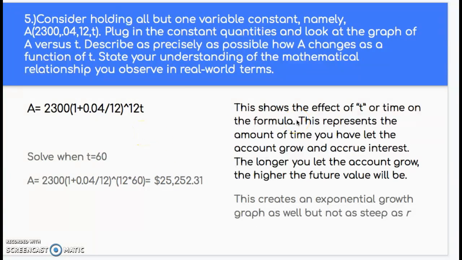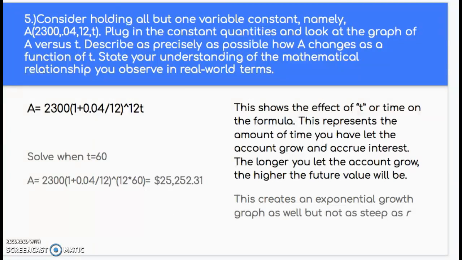So this shows the effect of the t-year time on the formula. This represents the amount of time you have to let the account grow and accrue interest. The longer you let the account grow, the higher the future value will be. So if you save for a longer period of time, then you'll have a higher future value. So this also is creating an exponential growth graph. However, this is not as steep as R.